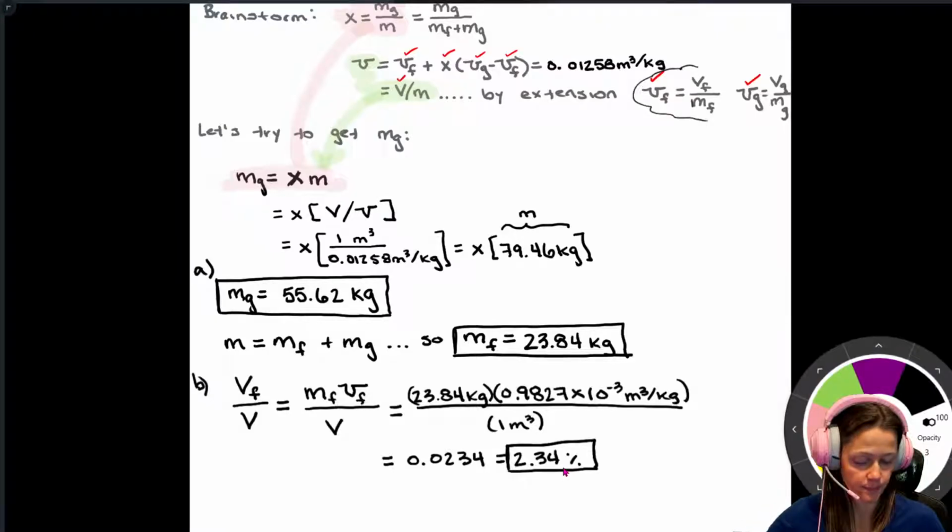What does M sub F and M sub G stand for again? So when you have a subscript F, it means whatever that property is, it's associated with the saturated liquid portion of that saturated mixture. And then this G would just be for the saturated vapor portion.